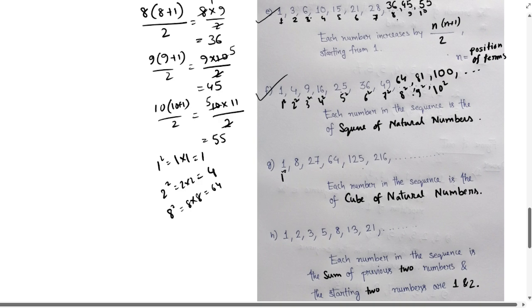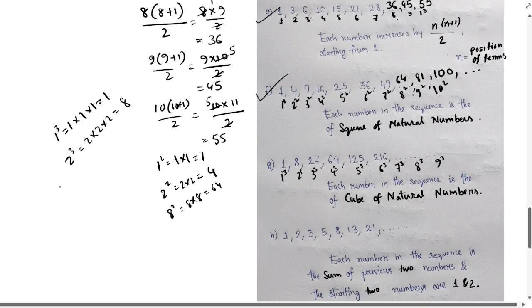This is 1 cube, 8 is 2 cube, 27 is 3 cube, 64 is 4 cube, 125 is 5 cube, 216 is 6 cube. Then the next three numbers will be 7 cube, 8 cube, 9 cube. Okay. So 1 cube basically means 1 into 1 into 1, we get 1. 2 cube means 2 into 2 into 2, we get 8.